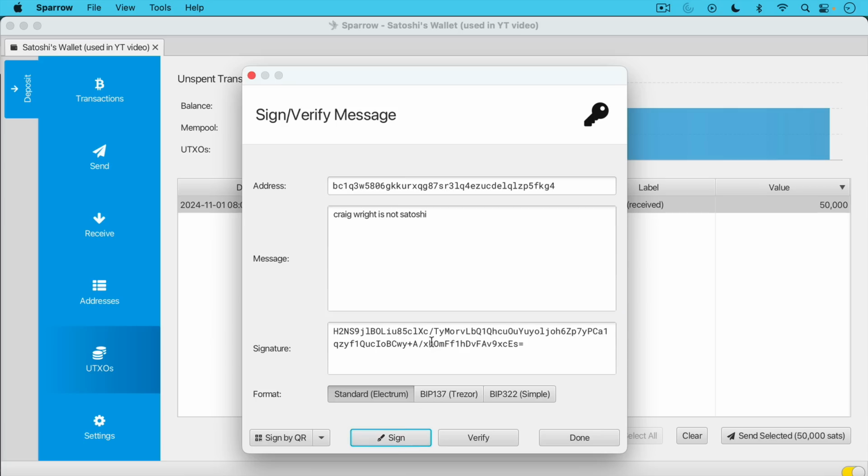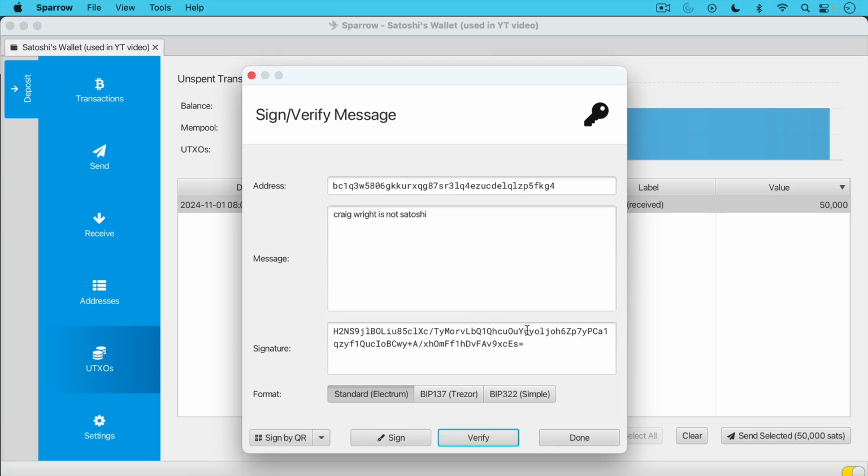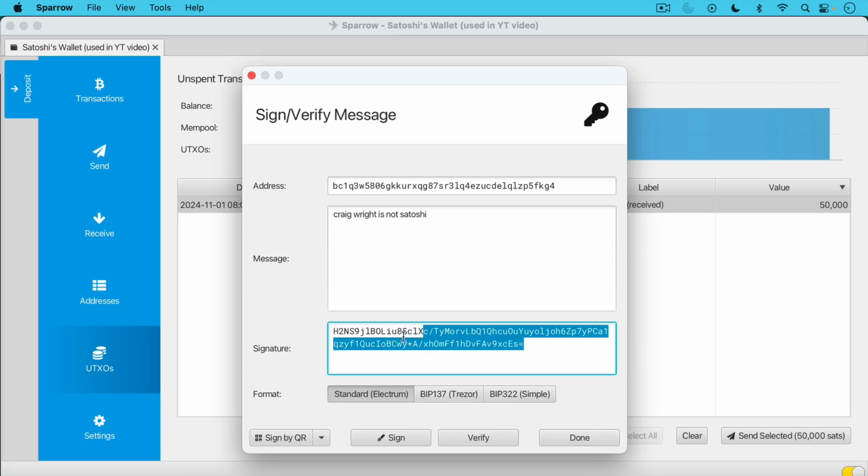So now we have a signature, and we can use this same tool to also verify that this is correct, though I'm going to show you how to do it with an external source as well. If we just click verify, verification succeeded, the signature verified against the message. But now let's use an external verification technique. Again, I could have used any message here. Someone could say, write this particular message because I'm just giving it to you now, and there's no way you would have known in advance. So you really can put any message here, and you can change the message if you need to.